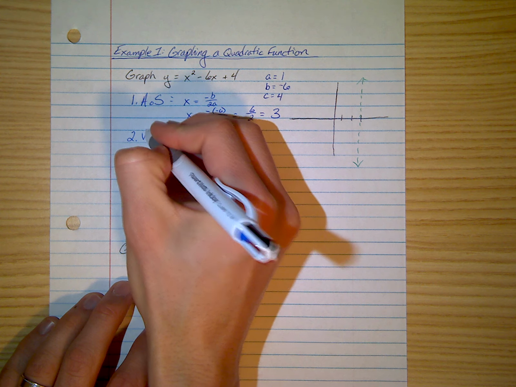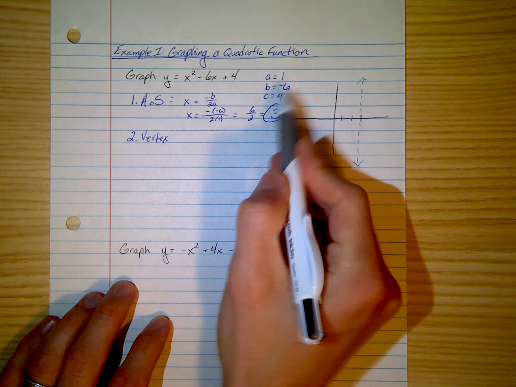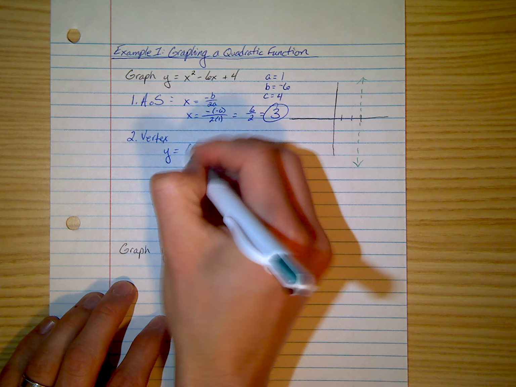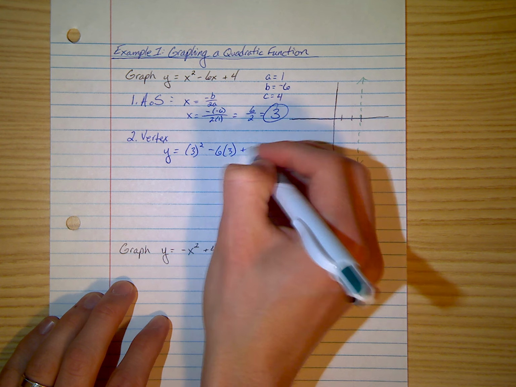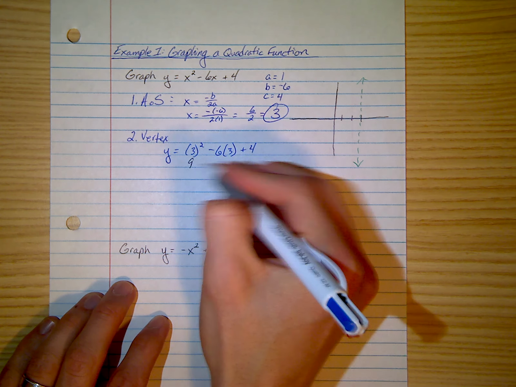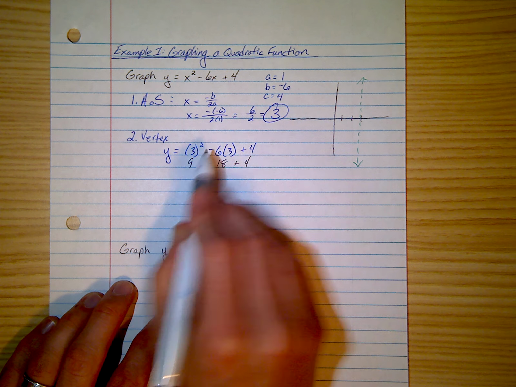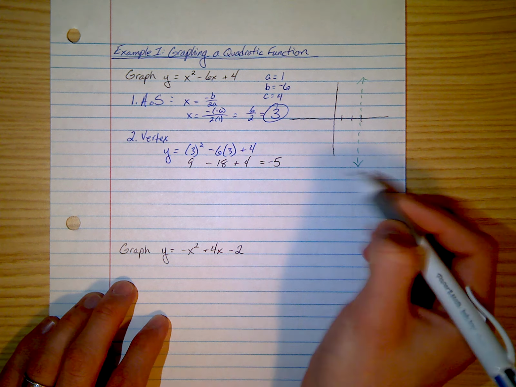Okay, step 2, find the vertex. You take this number, 3, and you plug it into the equation for x. So y is equal to 3 squared minus 6 times 3 plus 4. 3 squared is 9. Negative 6 times 3 is negative 18 plus 4.